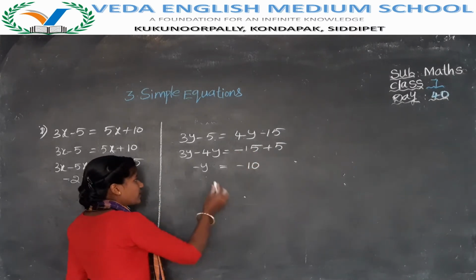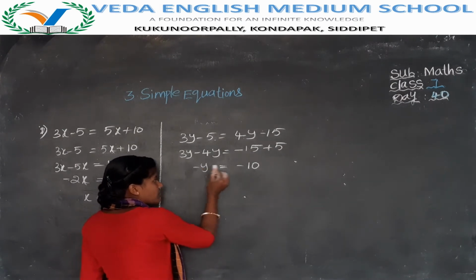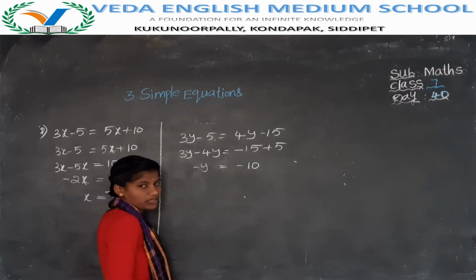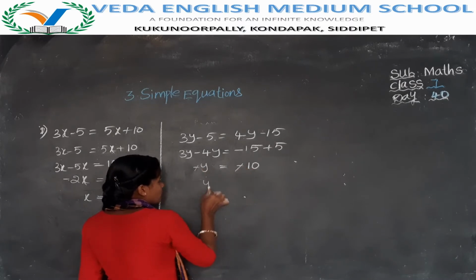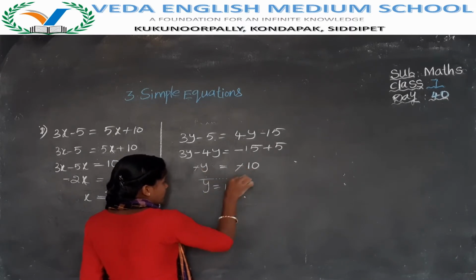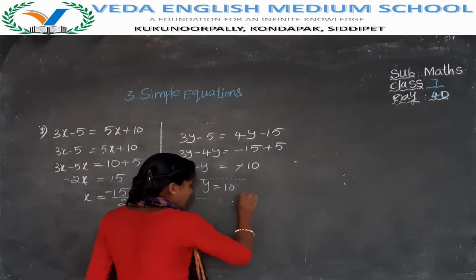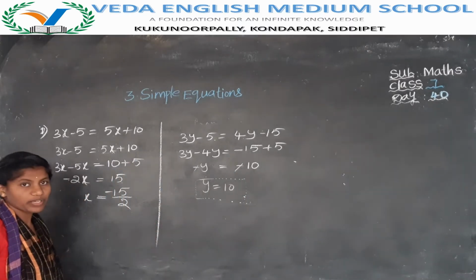So now see here, for both sides, here it is minus y, here it is minus 10. Both sides we have minus symbol. So we can cancel. Minus minus will get cancelled. So the value of y is 10. Like this, you can find the solutions for the simple equations.